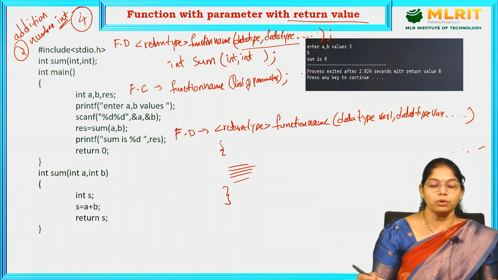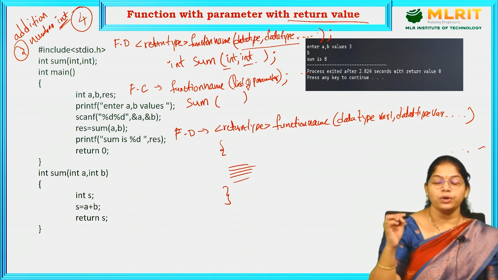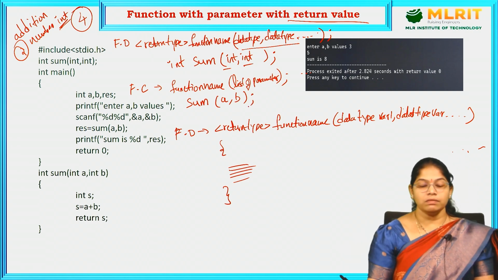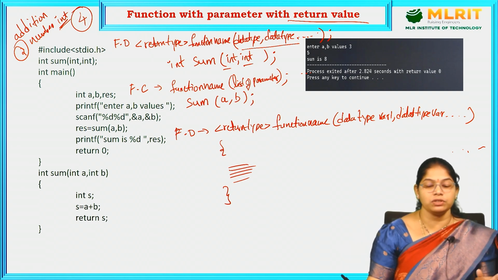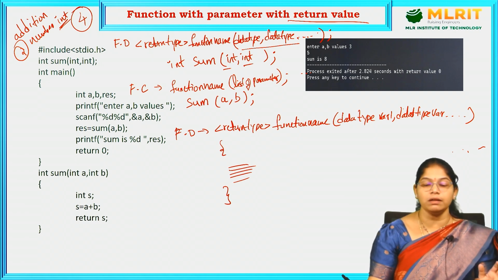Then for the function call, we just mention the function name. Here the function name is sum, then the list of parameters. How many arguments do we have here? Two arguments, of integer type. Let us suppose here we pass only the variable names, not the data type. So, A comma B. Then function definition. Function definition should match with the declaration. Definition and declaration must be the same.